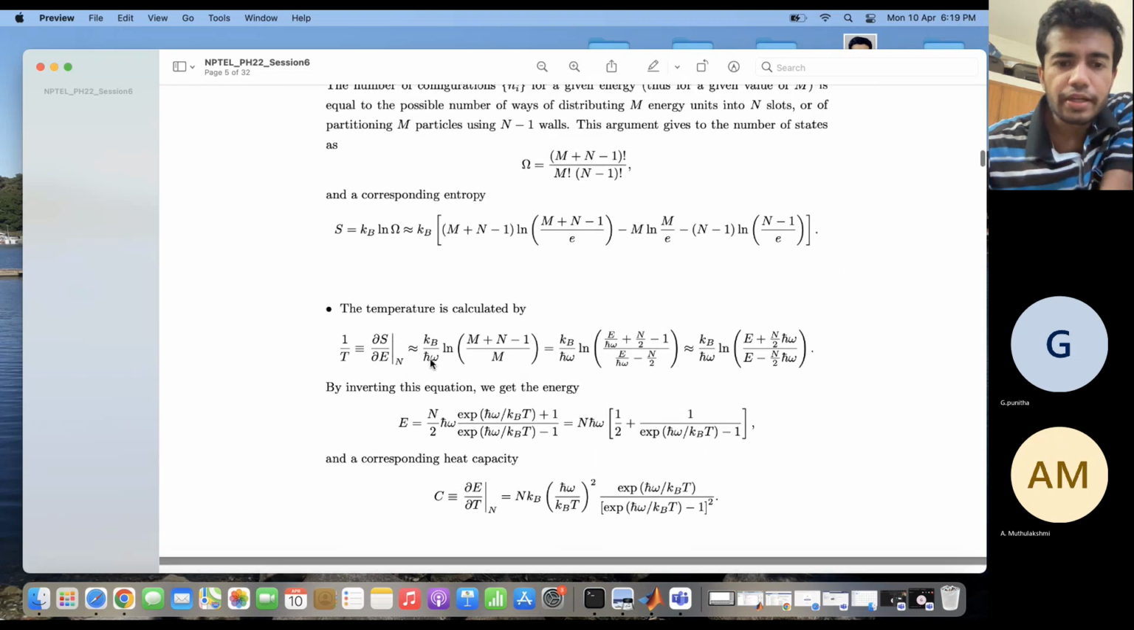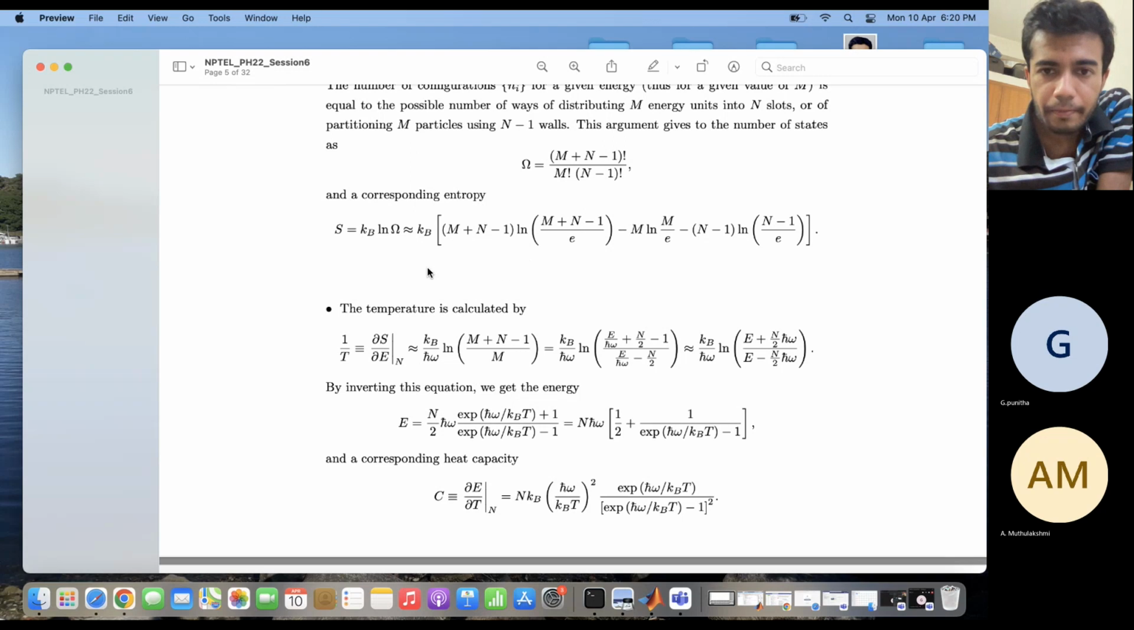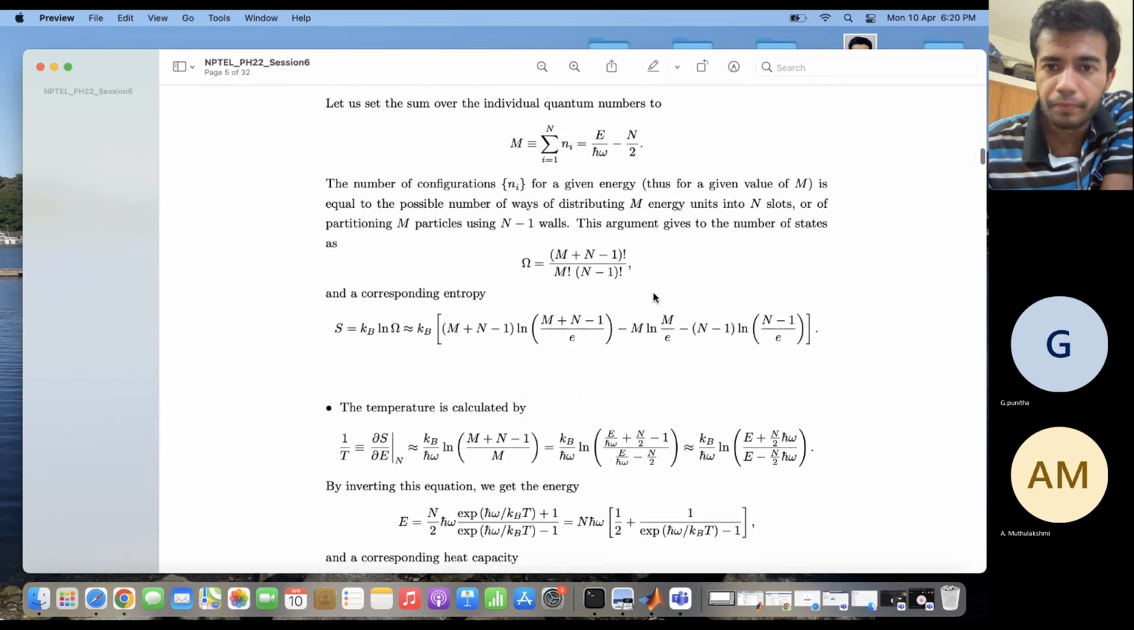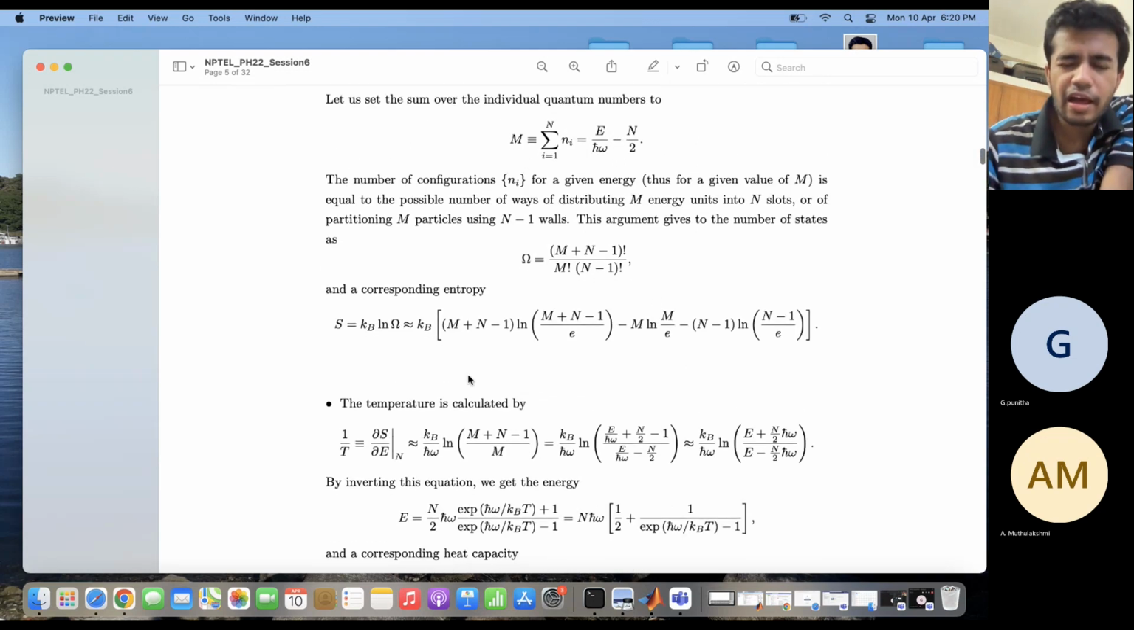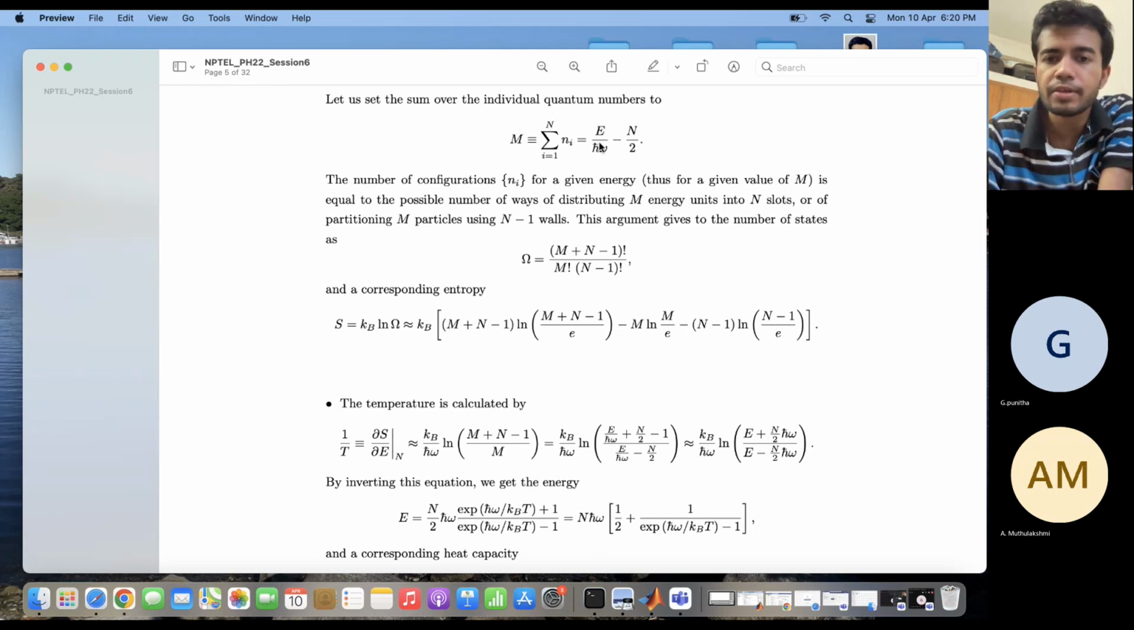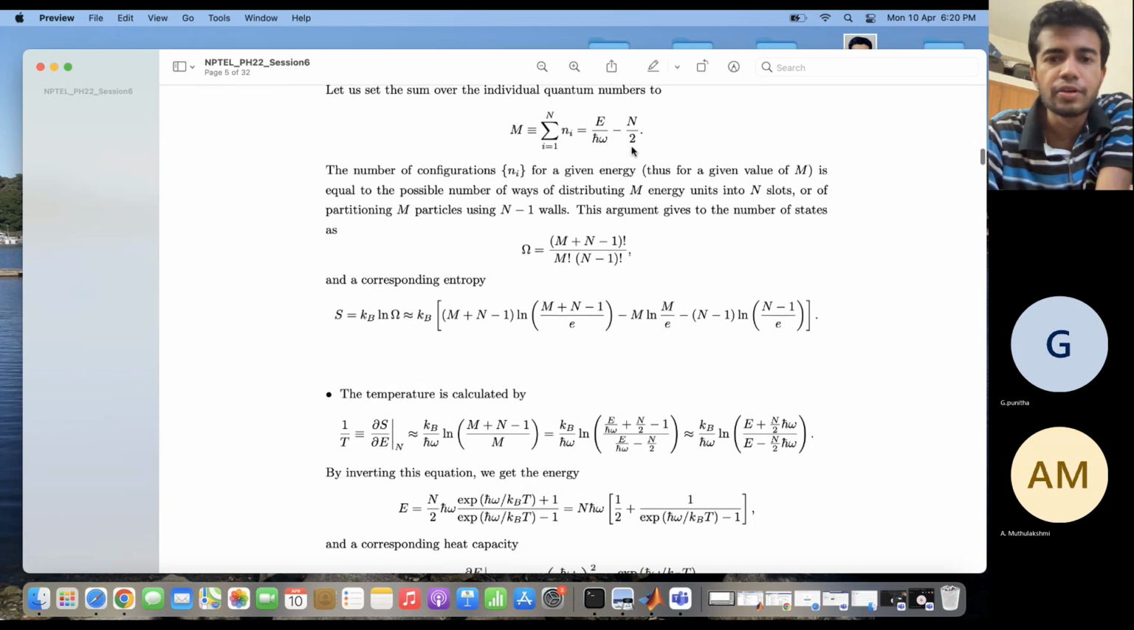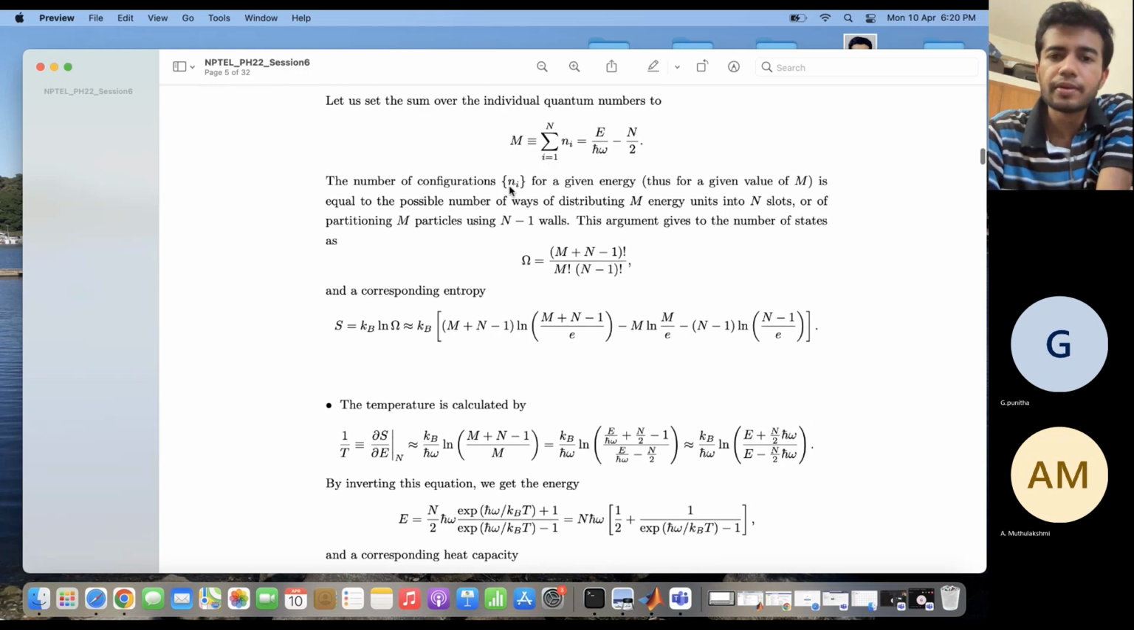So now you know that temperature, 1 by T, can be written as del S by del E at a given N. So if I do del S by del E of this expression over here, then I obtain this is equal to Kb by H cross omega times m plus n minus 1 by m, where I basically have to replace m by this quantity over here, because m is the summation over ni. So m is equal to E by H cross omega minus n by 2. So the E dependence is only there in the m.